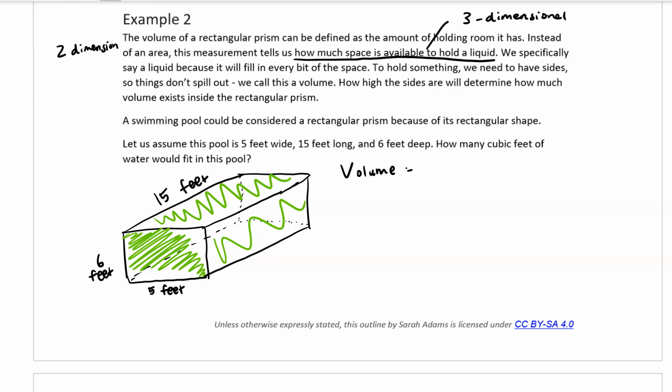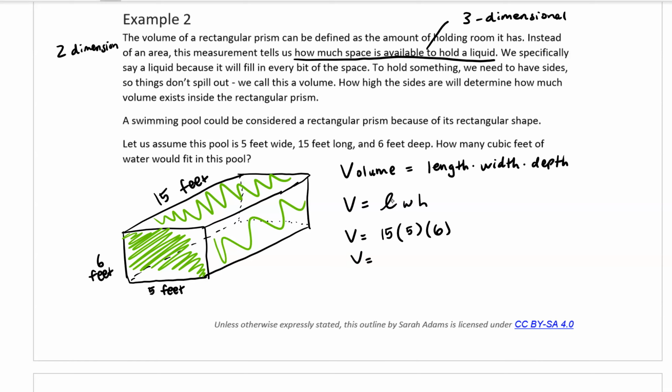of a rectangular prism is equal to the length times the width times the depth, or the height, whatever you want to call it. So in this case, I'm going to abbreviate it to volume, or V, equals length times width times height. And so I'm just going to replace those values. So we know that the length is 15, the width is 5, and the height, or the depth, is 6.